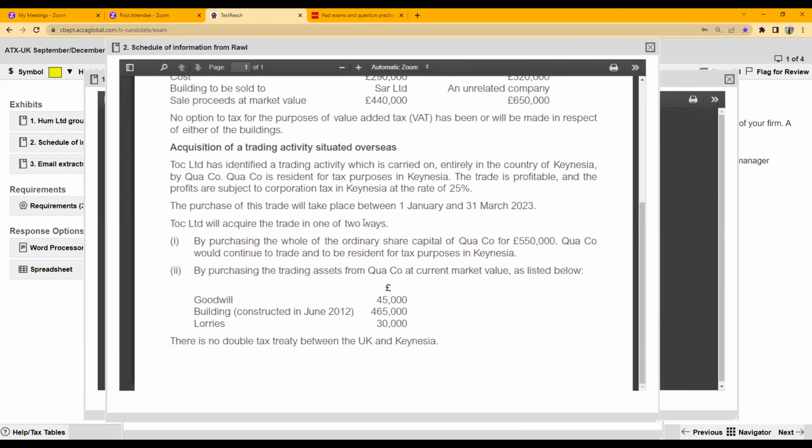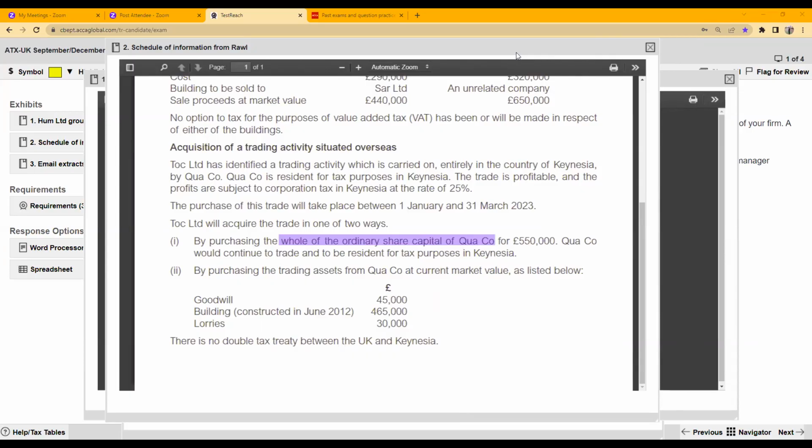Talk Limited will acquire the trade in one of 2 ways. These are the 2 possible options. Option 1: by purchasing the whole of the ordinary share capital of Quaco. Can you please tell me, if you are acquiring the whole of the ordinary shares of a company overseas, whether you are acquiring it as an overseas subsidiary or an overseas branch? We have discussed this point a few minutes ago. By looking at this wording, in option 1 are you acquiring this business as an overseas subsidiary or overseas branch? Very right, overseas subsidiary, perfectly answered.